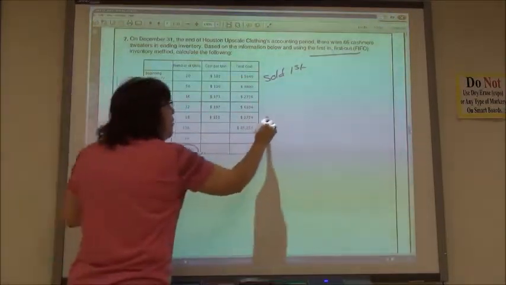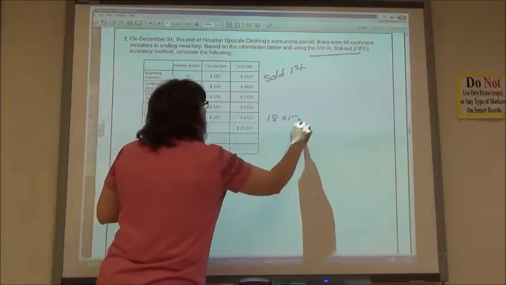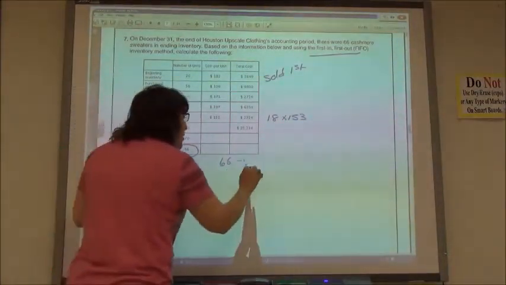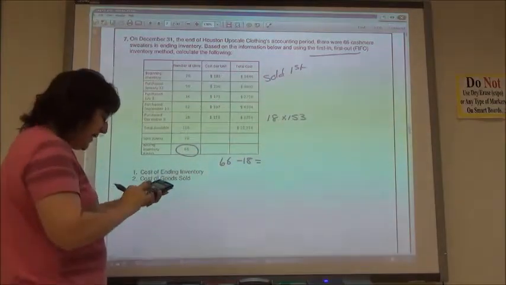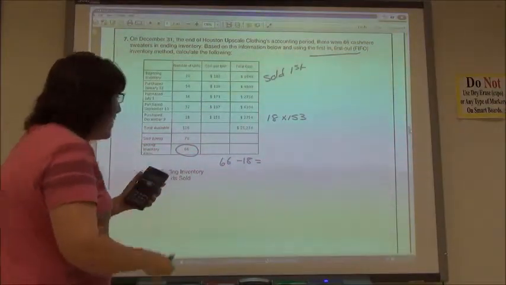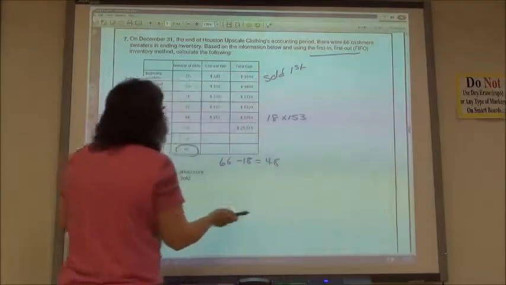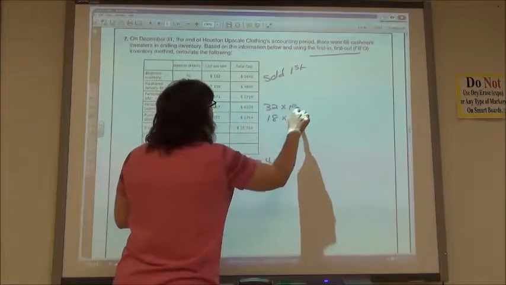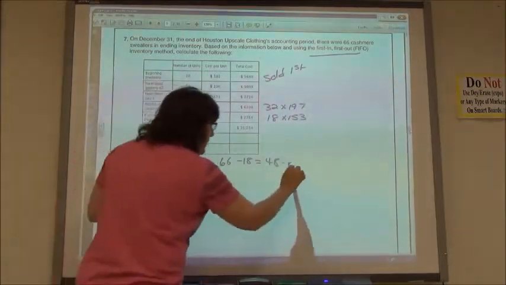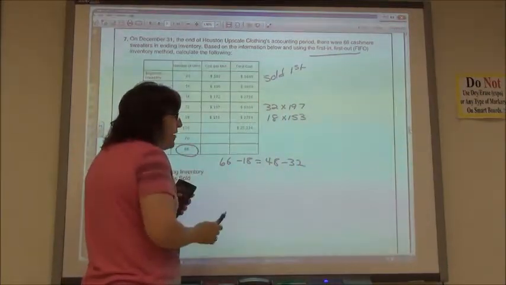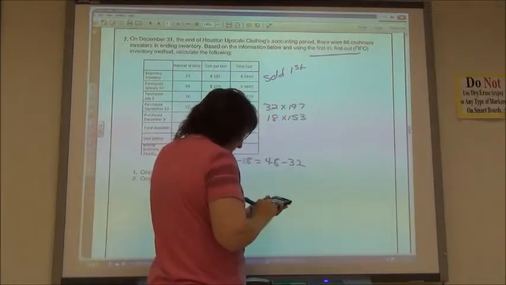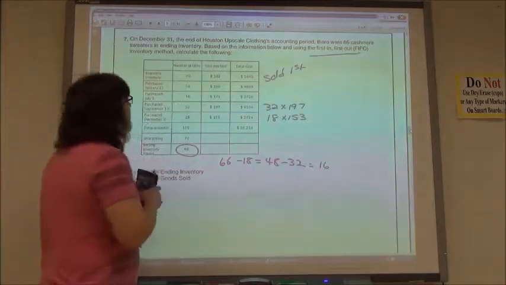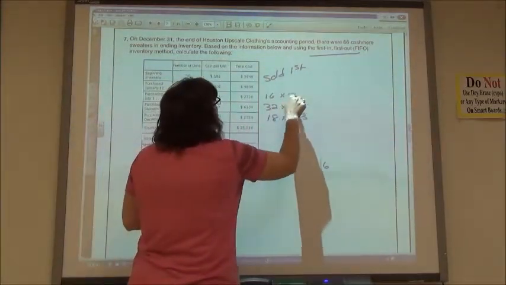So I know I have all 18 of these items because I have 66 left. So I'm going to subtract 18 from 66, which leaves me 48 items. Well, I bought 32 items here. That tells me I have all 32 of those items left. If I subtract 48 minus 32, that means I have 16 left. Oh, well these, I have all 16 of those ones left.